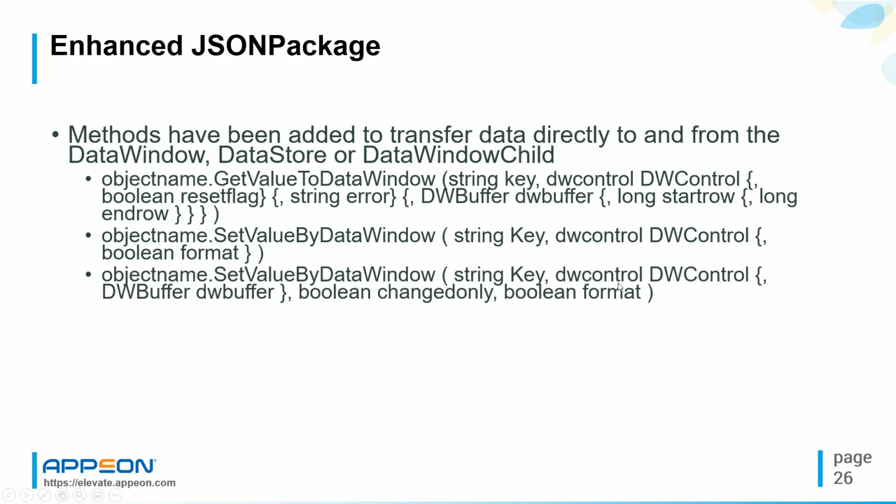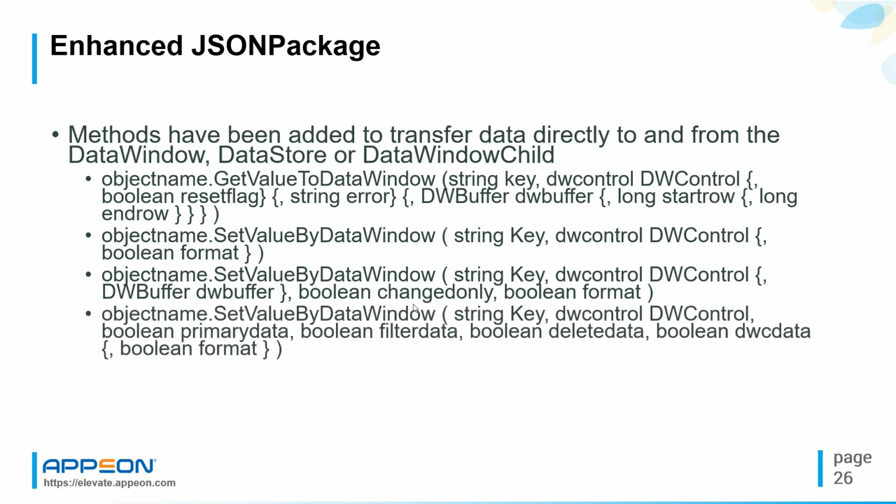Here's another version of that. You can optionally specify the buffer that you want the data out of, and there's a Boolean flag that indicates whether you just want changed rows or if you want all the rows.